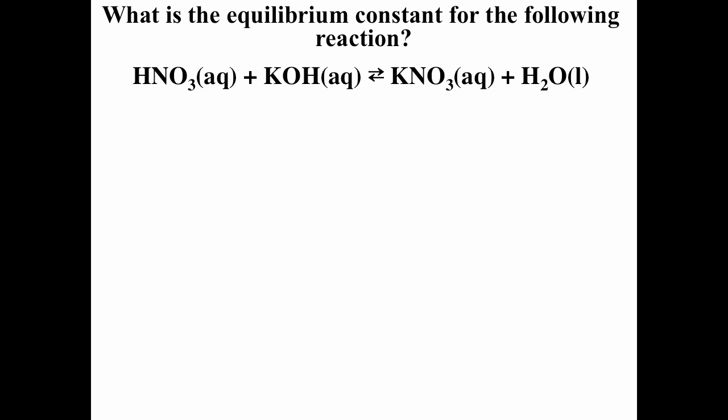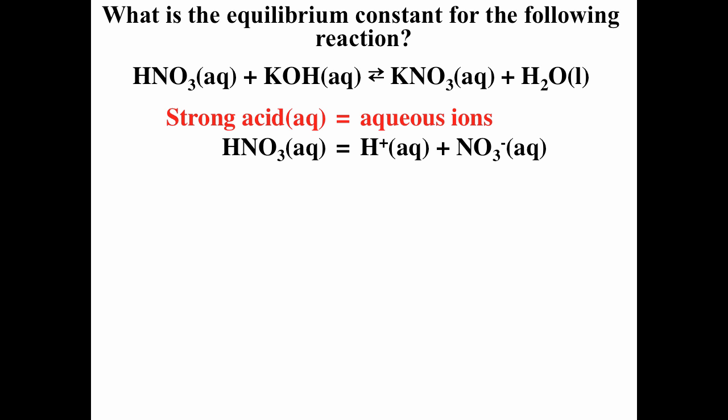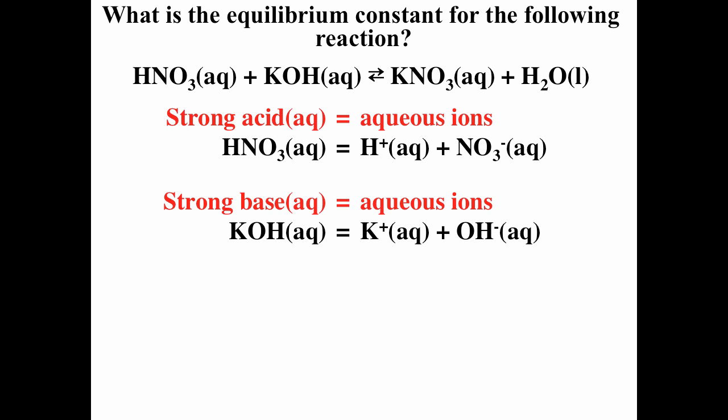HNO3 is a strong acid. If you have 1 molar HNO3, it means you have 1 molar hydrogen ions and 1 molar nitrate ions. Strong acids completely dissociate in water, and so nitric acid is just hydrogen ions and nitrate ions. Now we see KOH, that's a strong base, and strong bases are also completely broken apart. So if you have 1 molar potassium hydroxide, you have 1 molar potassium ions and 1 molar hydroxide ions.